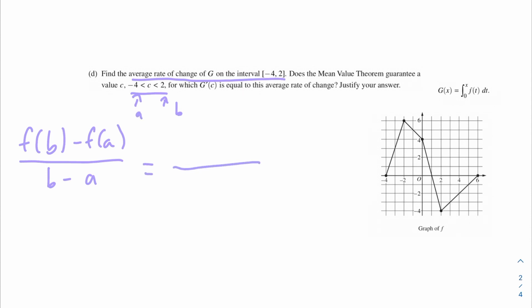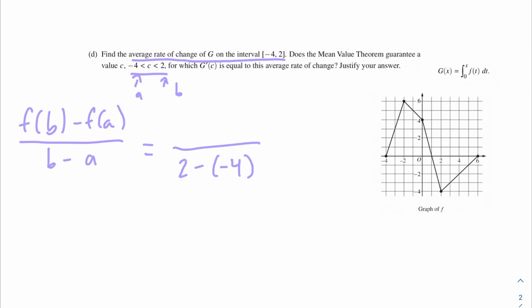So we can say 2 minus negative 4 in the denominator. Make sure you're including that negative and you're not just saying 2 minus 4. The equation says you have to subtract a, and in this case a is minus 4. So since we want the average rate of change of g, we're going to use g up top, so g of b minus g of a.